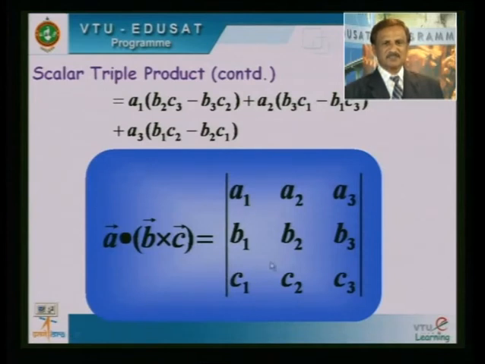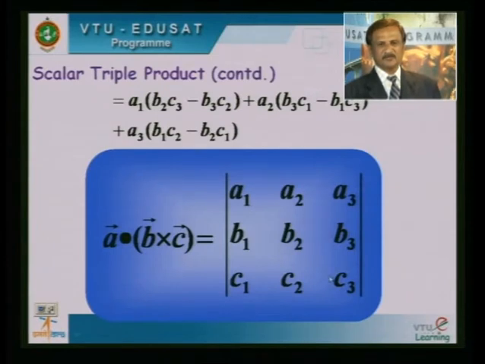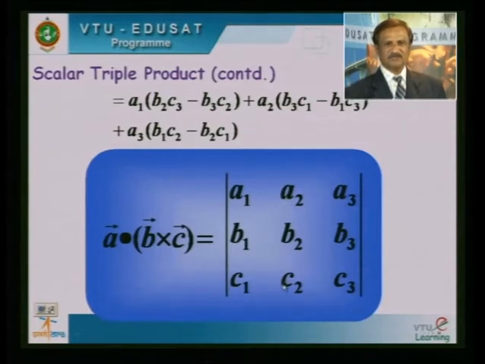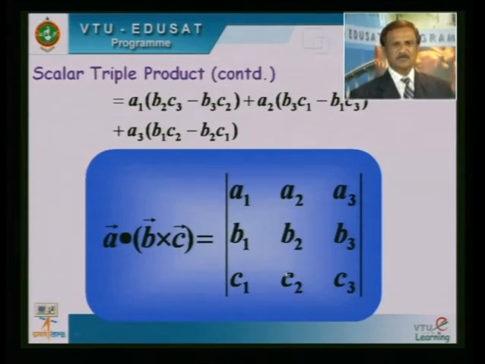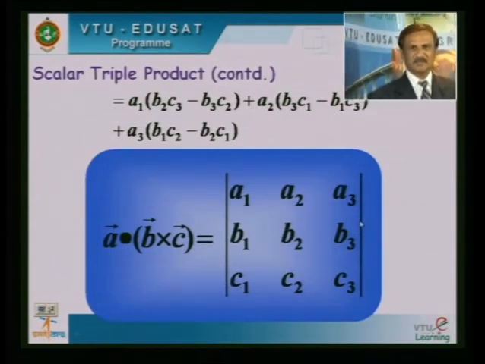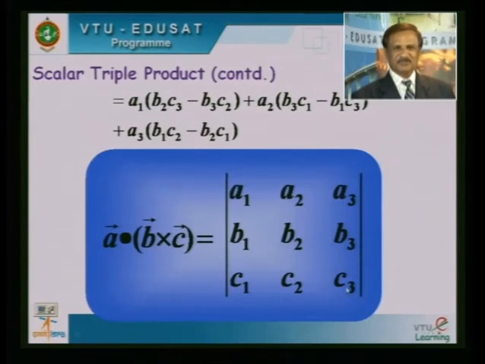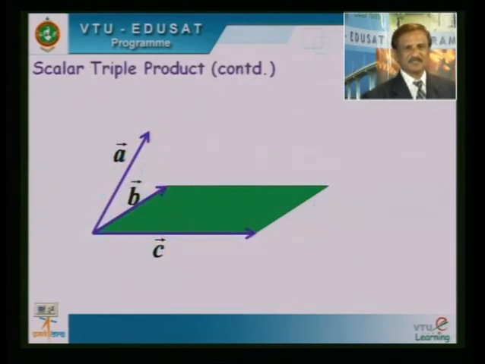How to expand this determinant? As usual, you can write A1 into, you delete the column and row, it means first column and first row. You multiply B2 C3 minus C2 B3, is it clear? Minus A2 times, you ignore second column and first row, B1 C3 minus B3 C1, plus A3 into, you ignore last column and first row, B1 C2 minus C1 B2. Like that you can expand this determinant, is it clear.